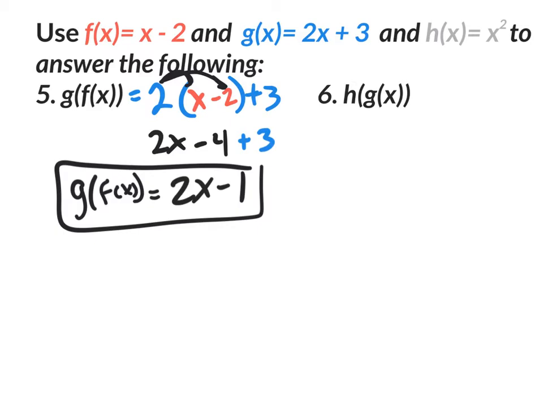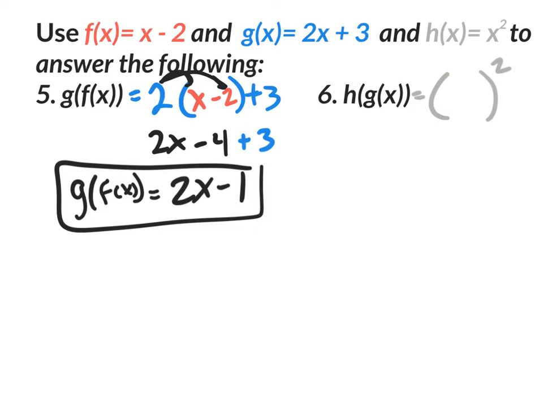And now let's go to number 6. They want us to take the g of x function, which is the blue one, and plug it into our h of x function, which is the gray one. So the gray one really is x squared.